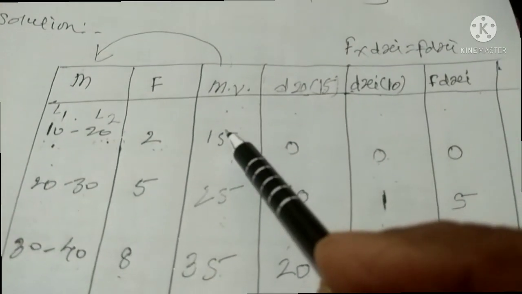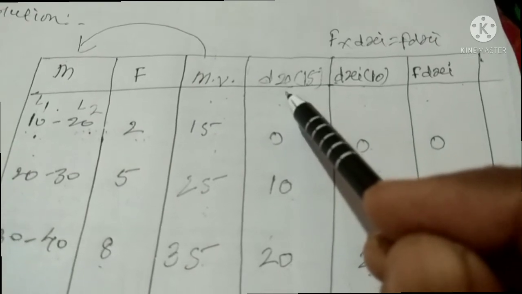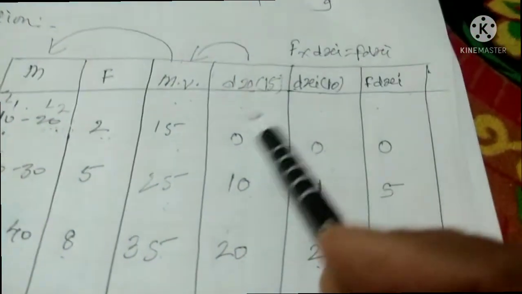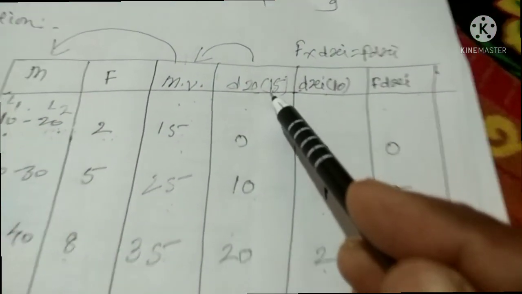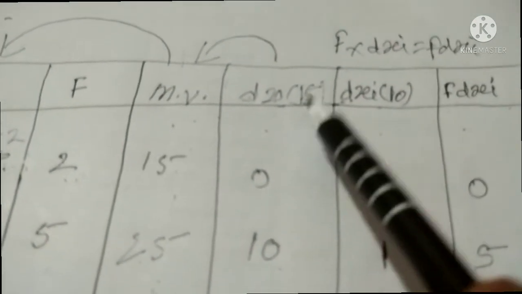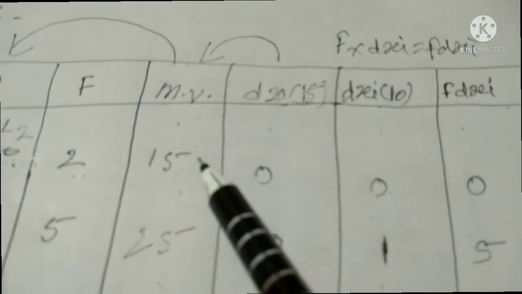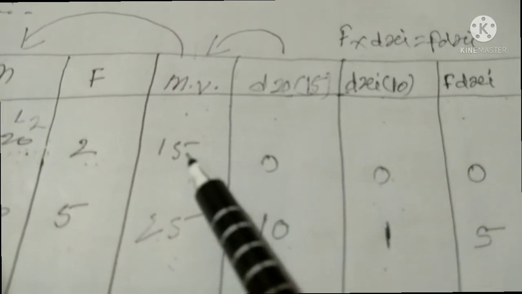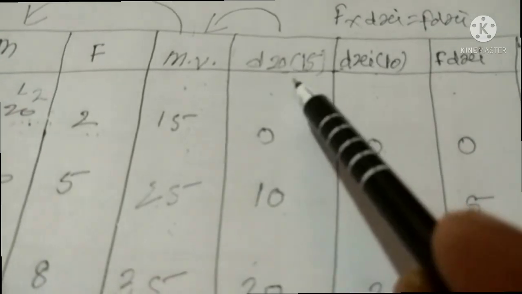After that, make the DX series. The DX series is totally made from the MV series. What we have to do? Take out any figure from the MV series, and this figure is subtracted from every figure of the MV series. So we subtract: 15 minus 15, 0. 25 minus 15, 10. 35 minus 15, so what remains? 20. So like this, we have developed the DX series.